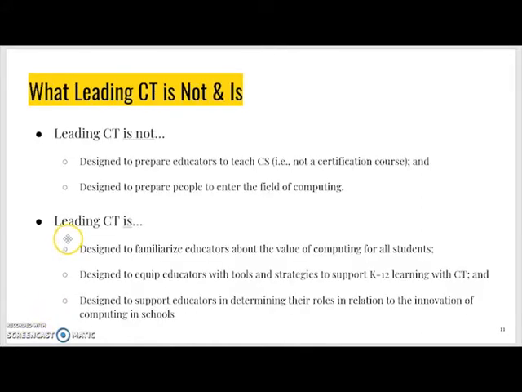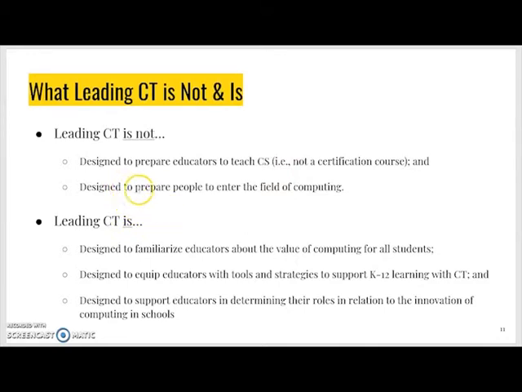I'd like to take a moment to say what Leading CT is not and what it kind of is. What it is not is a certification course that is designed to prepare educators to teach computer science. That's not its purpose. We have an endorsement program in Georgia that's between 4 and 6 courses that students can take. They can then sit for a professional examination and get their computer science certification. That's not what this is, but this is designed maybe to show them the way to that if they're interested in it.